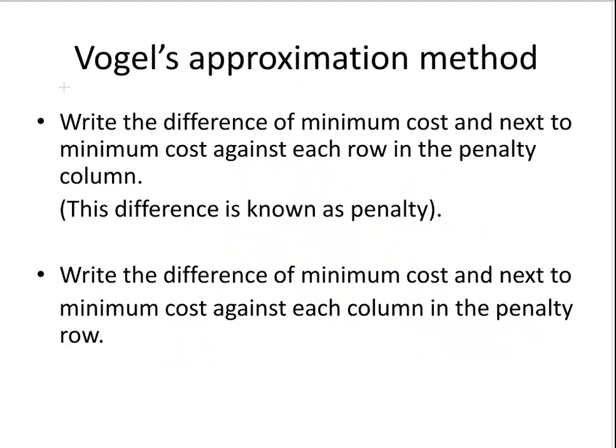Now, what is Vogel's approximation method? Essentially what we're going to do is write the difference of the minimum cost and the next to minimum cost, so the lowest and second lowest, find the difference between the two, and write it in the penalty column. So essentially we're calculating a penalty, and we're going to do that for both the rows and the columns. So we're going to construct the penalty row and penalty column.